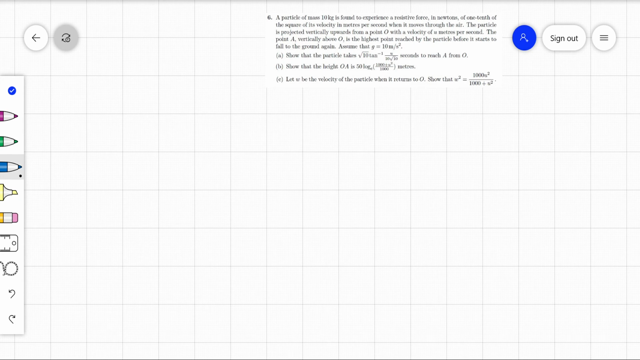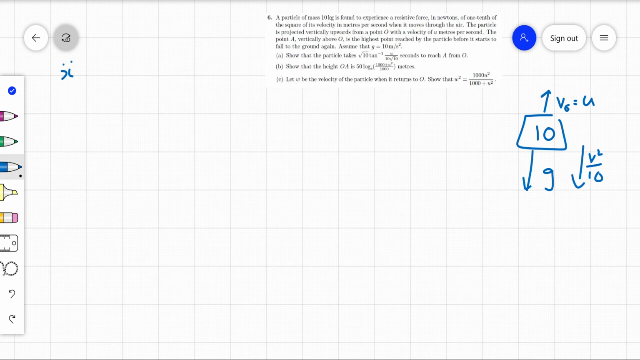So we've got this particle which is of mass 10 kilograms. Its initial velocity is u, it's being projected up. We've got gravity heading down. We've also got this resistance, v squared on 10 heading down. So if we look at our acceleration equation, we've got g in the other direction.